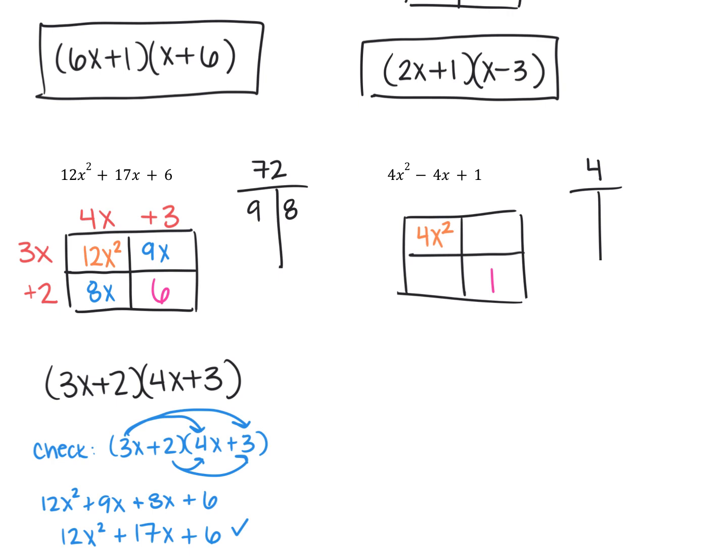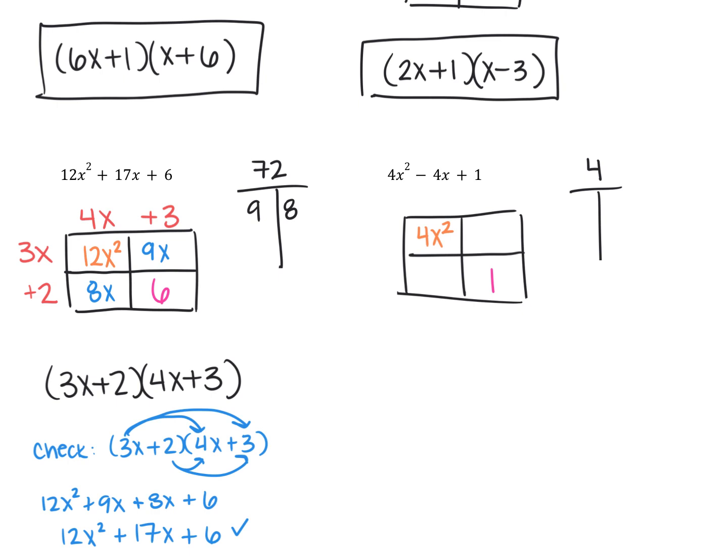So this is a little bit different than the ones that we've been doing. Anytime we wanted to multiply to a positive, it was two positive numbers. But in this case, I want to multiply to a +4, but I want to add to a -4. So there is only one way to multiply to a positive and add to a negative, and that is if both of your factors are negative.